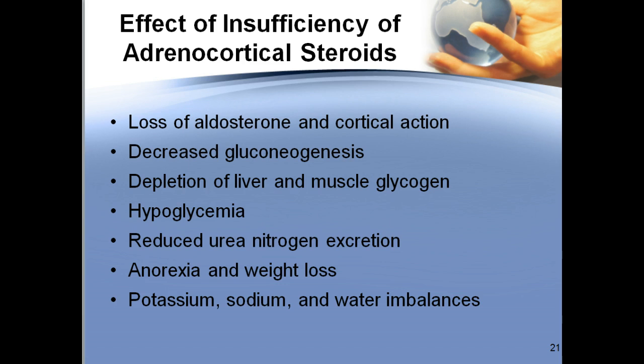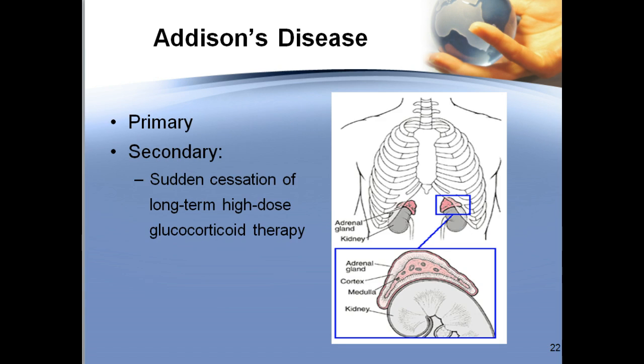So therefore, on the cortical action part, you're going to have a decrease of gluconeogenesis, and you're going to have a depletion of liver and muscle glycogen. You're going to have hypoglycemia. You're going to have reduced urea nitrogen excretion, anorexia, weight loss, and then you're going to have constant potassium, sodium, and water imbalances.